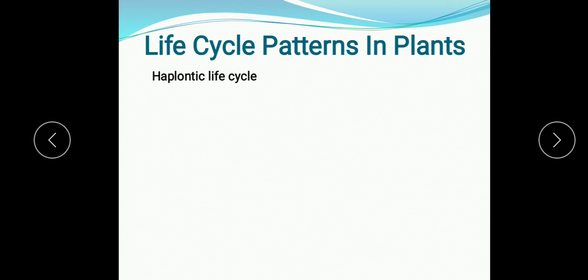So these plants have two generations: the spore producing generation, which we call the sporophyte, and the gamete forming generation, which we call the gametophyte. So let us see the life cycle patterns in which this alternation of generation is shown between the gametophyte and sporophytic generation. Let us see the three different types of life cycle patterns in the life of the plants.